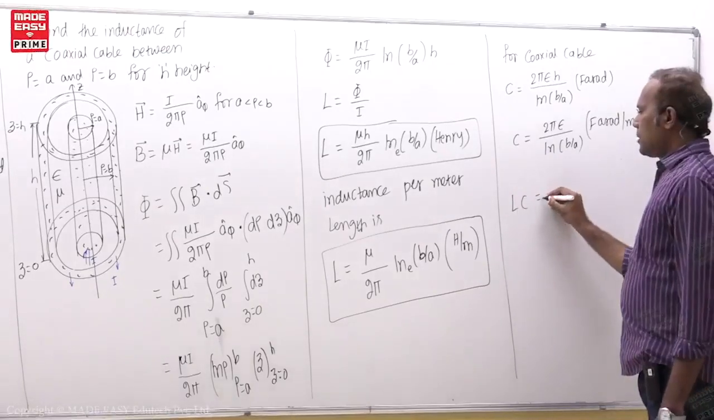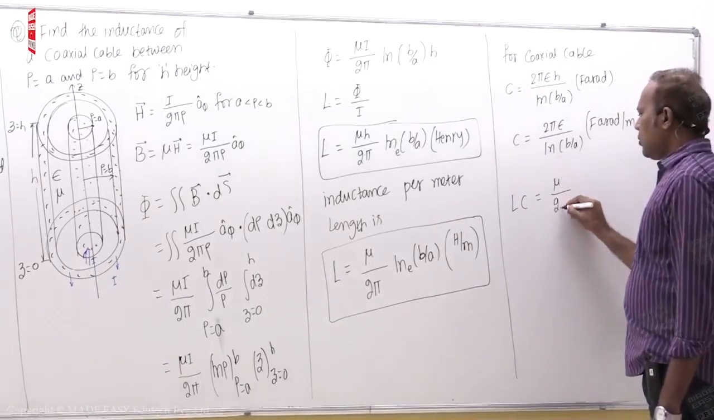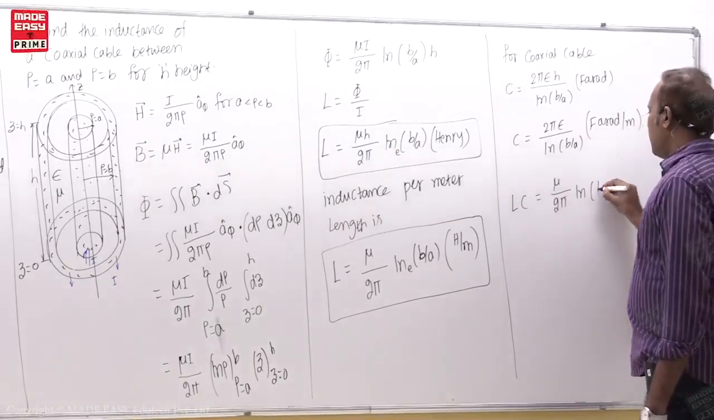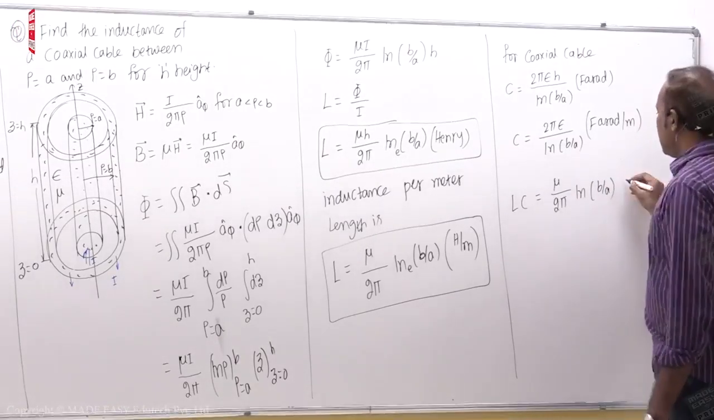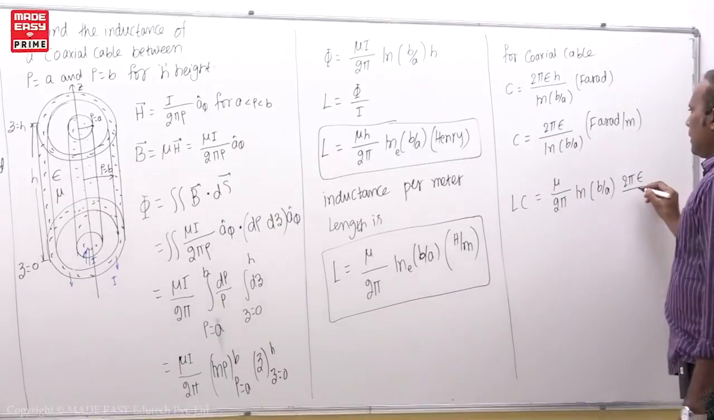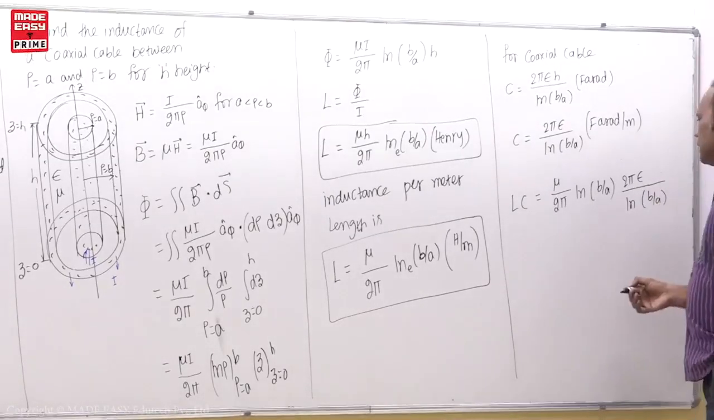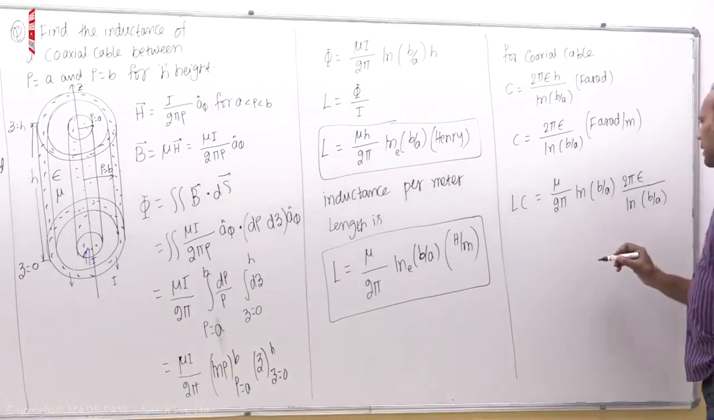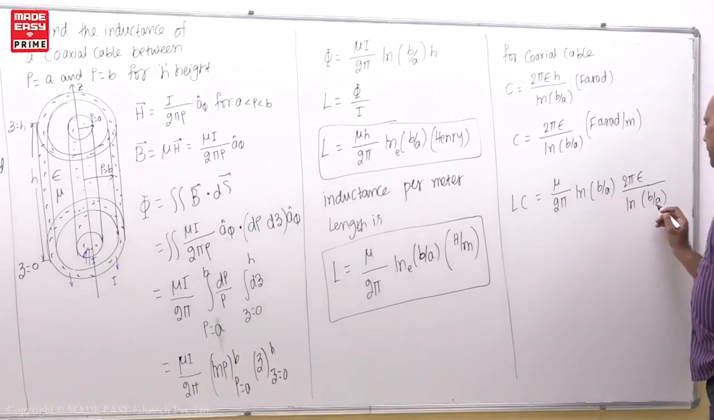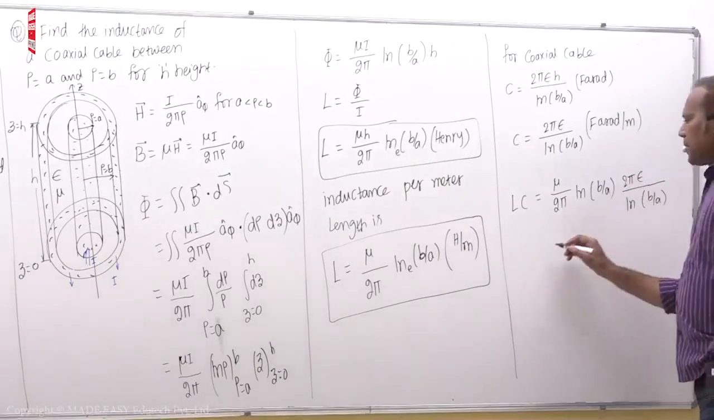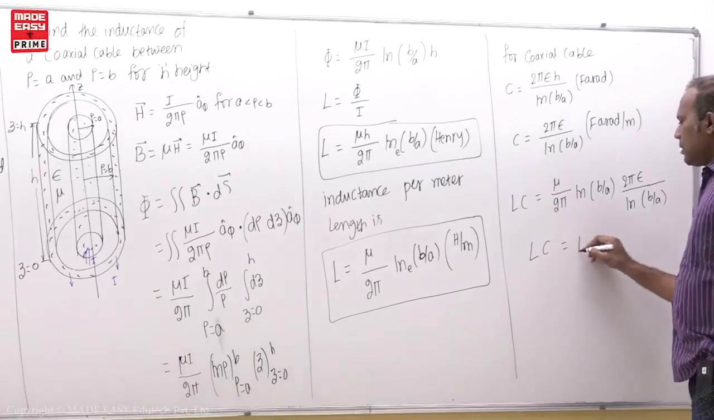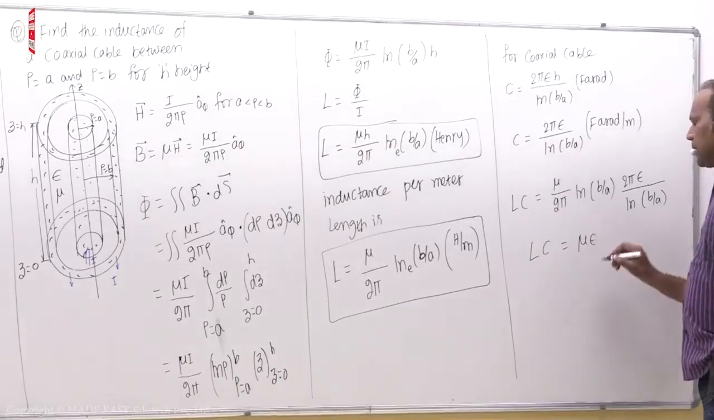So L into C is equal to L is mu by 2 pi ln B by A, and this is 2 pi epsilon divided by ln B by A. So ultimately 2 pi cancel, and then ln B by A cancel, and mu epsilon remains. So L into C is equal to mu into epsilon.